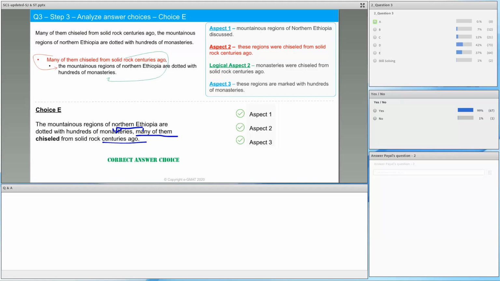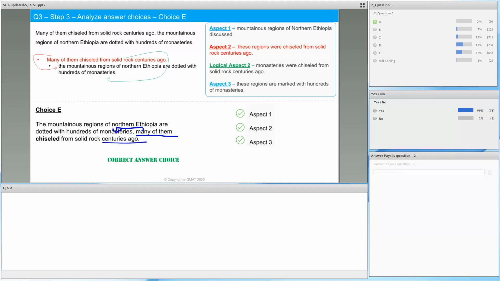So Diksha, you ask, would the usage of which plus past tense form of are be correct to describe the number of monasteries? Not to describe the number of monasteries, Diksha. The question is to tell when the action of chiseling took place. Yes, if in choice D we use were chiseled, then choice D would have been correct. Yes, that is correct.